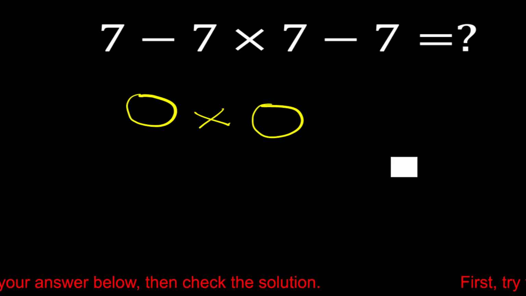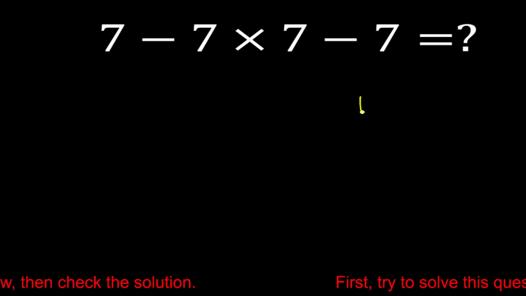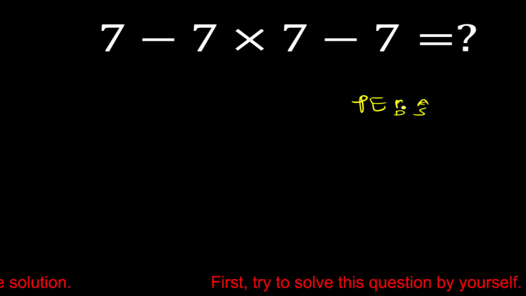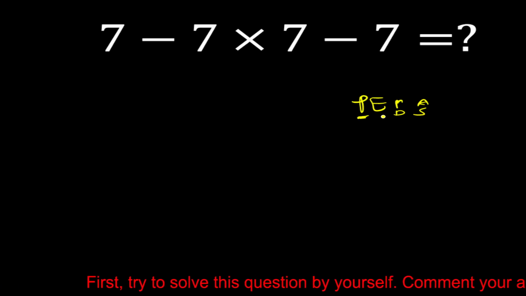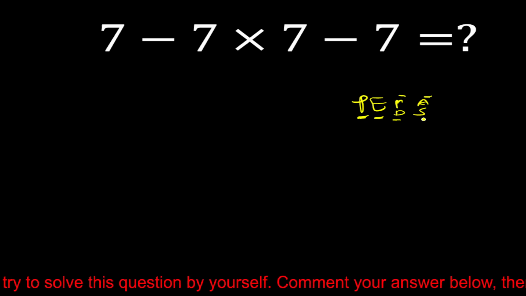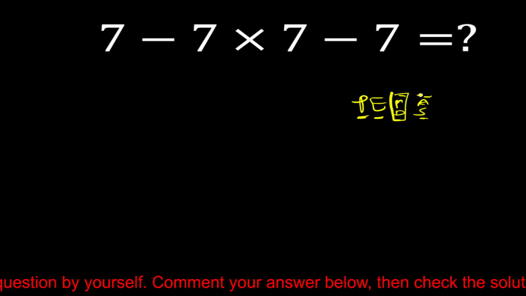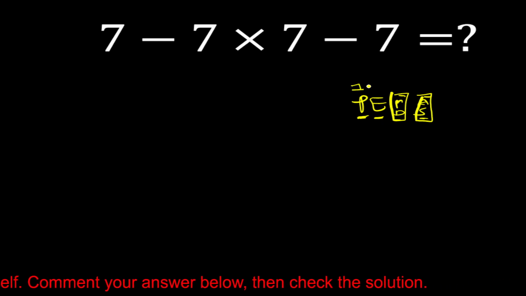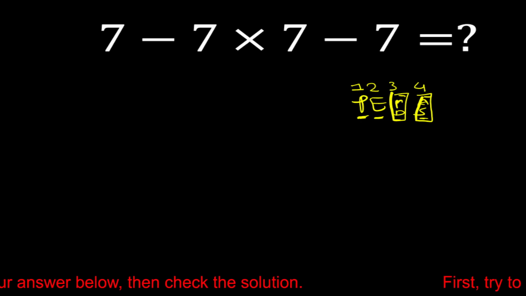Okay. PEMDAS. According to PEMDAS rule, P means parenthesis, E means exponent, M means multiplication, D means division, A means addition, and S means subtraction. In multiplication division both have equal priority, and addition and subtraction both have also equal priority. First priority is parenthesis, second exponent, third multiplication division, fourth addition and subtraction.